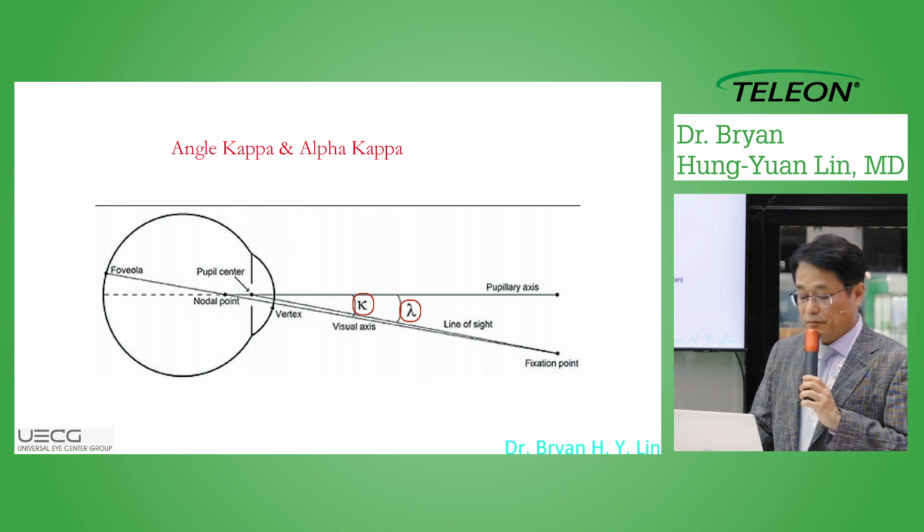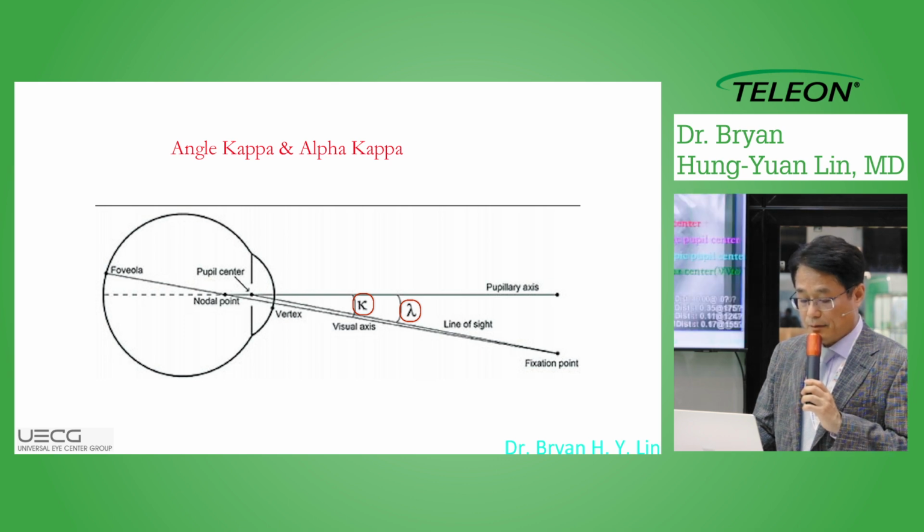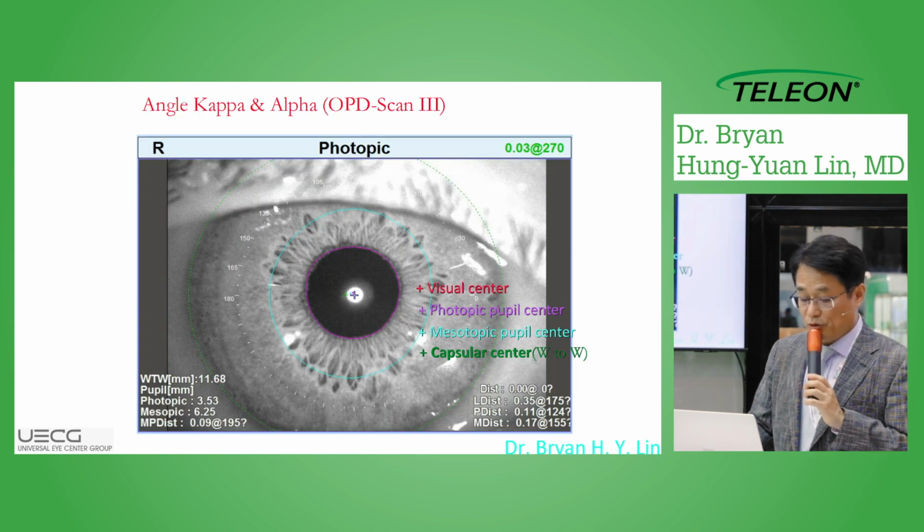Angle alpha is the difference between the limbus center and visual axis, while angle kappa is the difference between the pupil center and visual axis. In this image, we can see visual center, photopic pupil center, mesopic pupil center, capsule center, that is white-to-white center.